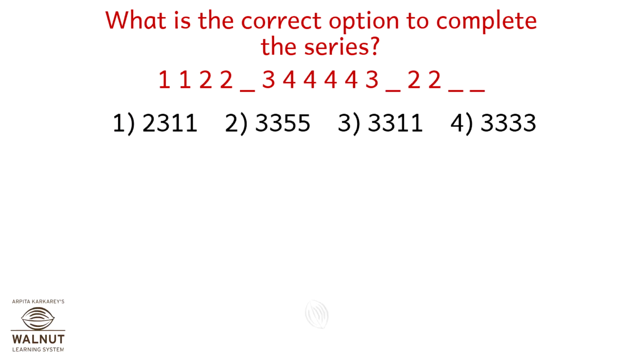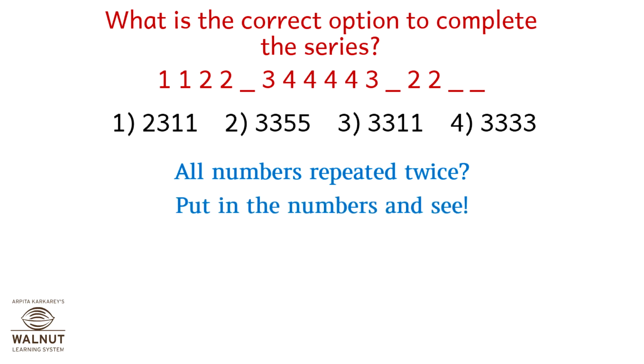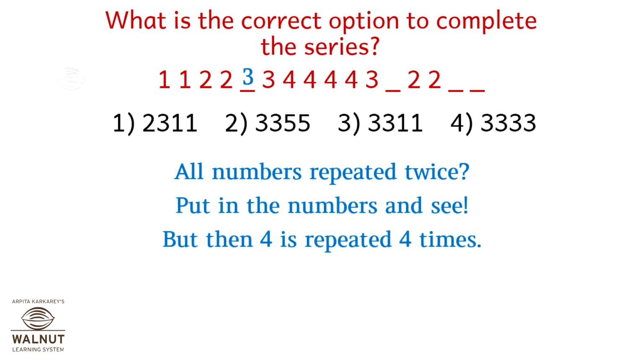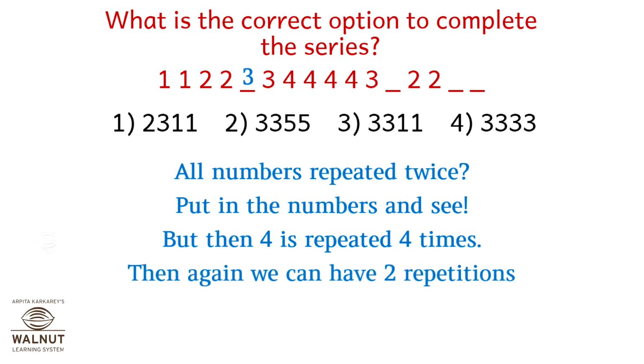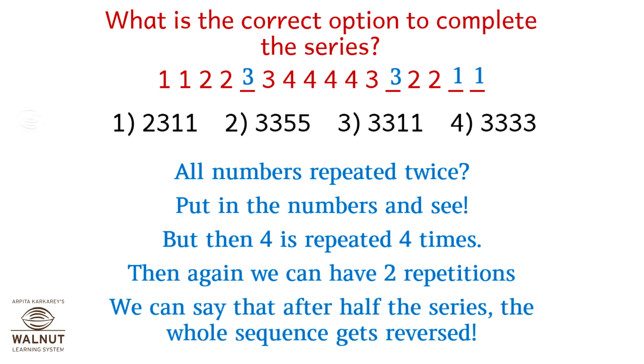What is the correct option to complete the series given below? All the numbers are repeated twice? Maybe. Let's see. But then 4 is repeated 4 times, so that is not going to be the option. We again have 2 repetitions. So we can say that after half the series, the whole sequence gets reversed.